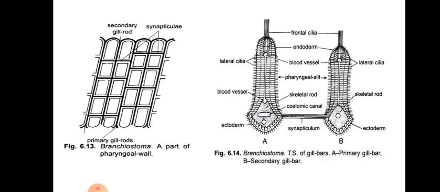Whereas a secondary gill bar develops as a small tongue bar which grows downwards from the dorsal wall of a primary gill slit. It finally meets the ventral wall so that the original primary slit is divided into two secondary gill slits. Its terminal end is simple, that is, it is unforked, meaning it is not split, and it encloses a blood vessel but no coelomic canal.